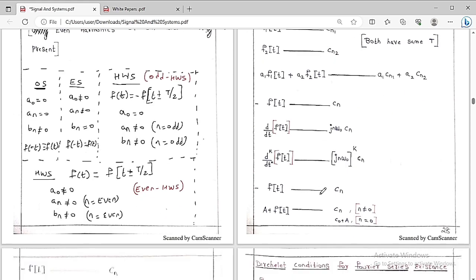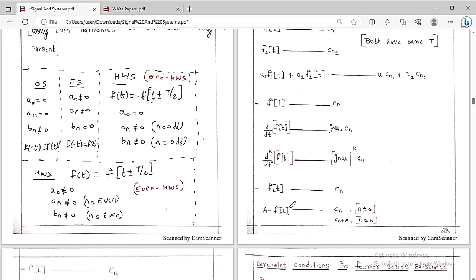Now, for f(t) with Fourier series coefficient Cn, then a plus f(t) will have the coefficient Cn for n not equal to 0, and for n equal to 0 it is C0 plus a, because we are adding a DC term. The DC term is added only to the DC Fourier series coefficient, and the remaining coefficients will be the same as before. So Cn for n not equal to 0, and C0 plus a for n equal to 0. Only the DC term gets added, and the remaining Fourier series coefficients will never change.